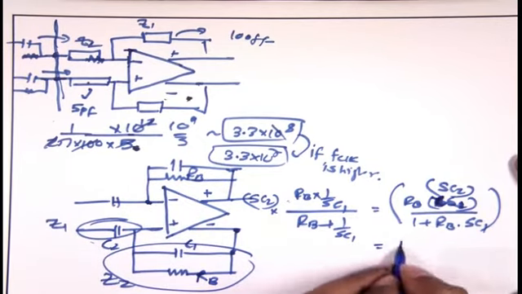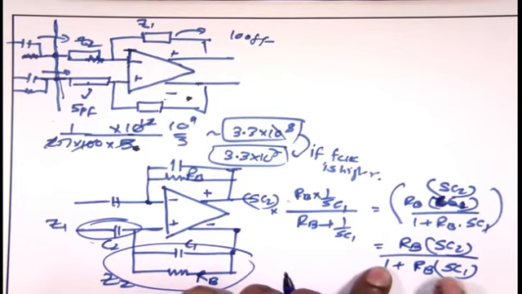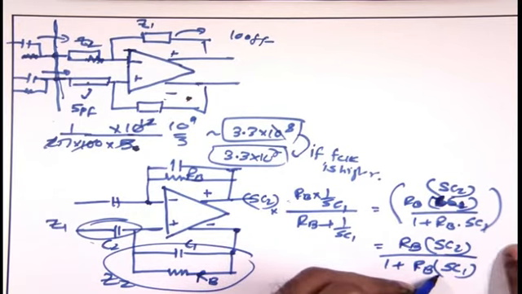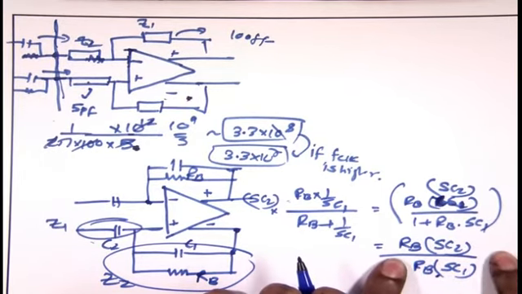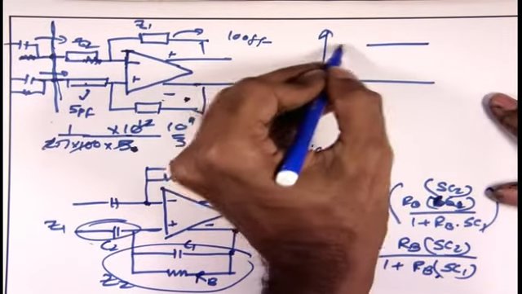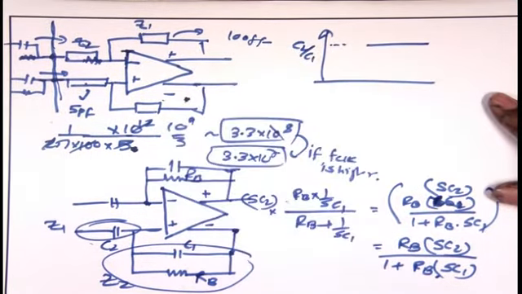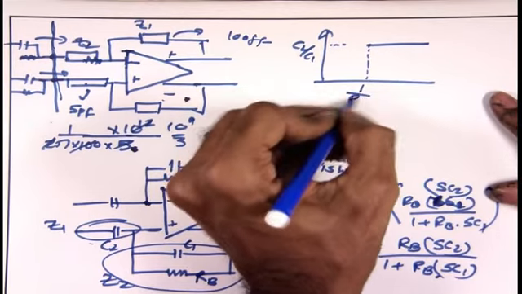Let me write it once again clearly: RB SC2 upon 1 plus RB SC1. Now, this is acting like a high pass filter. If we go for sufficiently large frequency such that RB SC1 is much greater than 1, we can ignore this one and we get the same transfer function, C2 upon C1, that we are targeting. That is the gain. So at higher frequency, we are getting the desired C2 upon C1 gain, but that is happening if S is much, much greater than 1 upon RB C1. So basically, we have a pole over here, 1 upon RB C1.